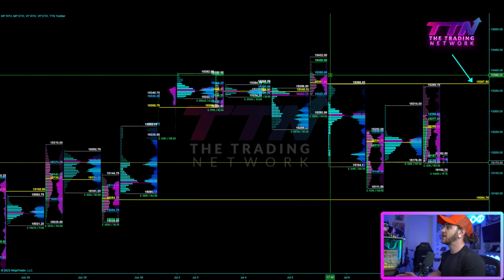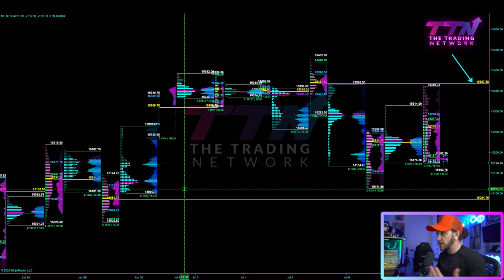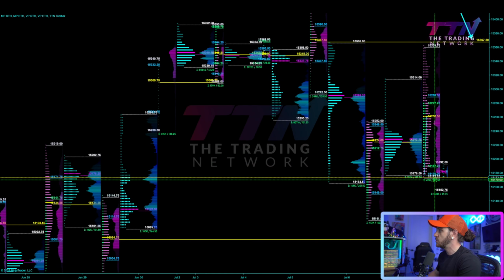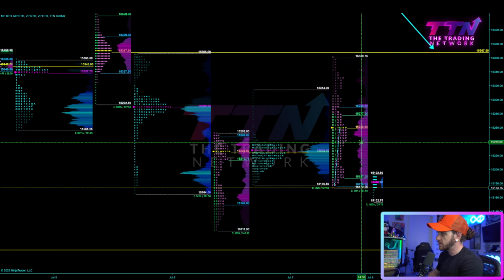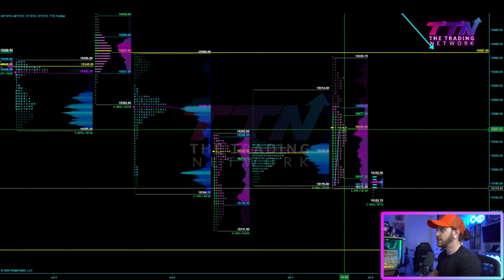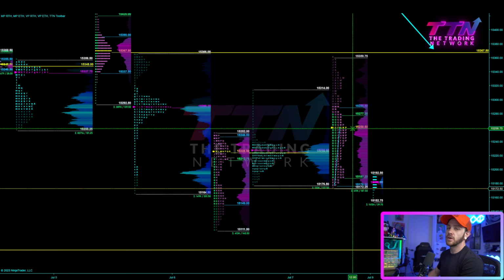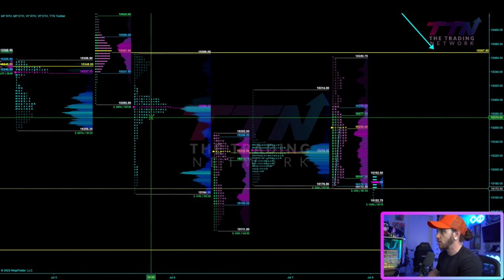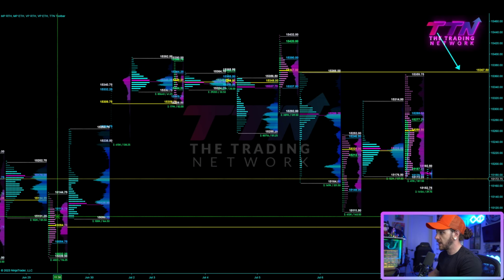For those of you guys who are less familiar with the profile, a point of control is a specific level in any given session where the most transactions or price action took place. So this is where the most business took place. And I do want to point out that there is a difference between the point of control on the volume side of the profile versus the point of control on the TPO side of the profile, where we have the letters here, right? So technically, if you want to keep it very simple, this is where the most time was spent in the session.